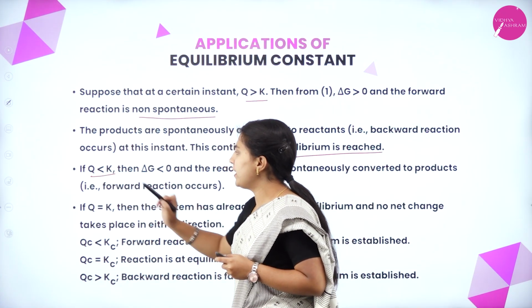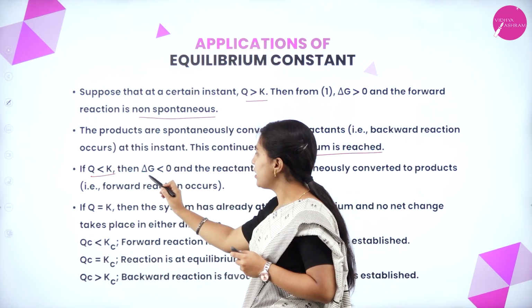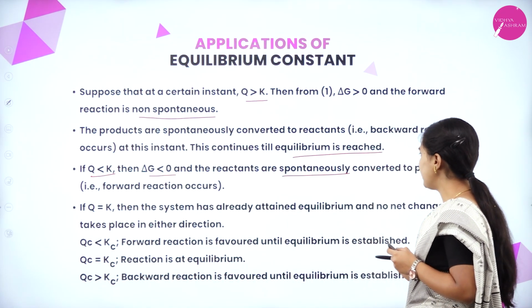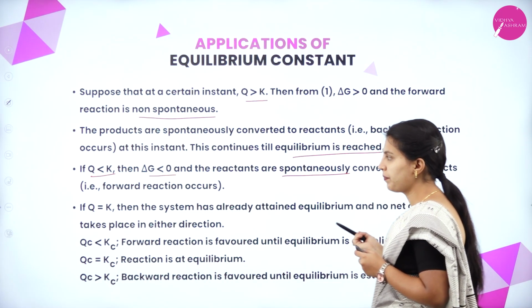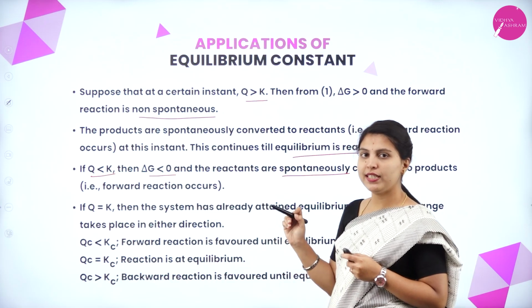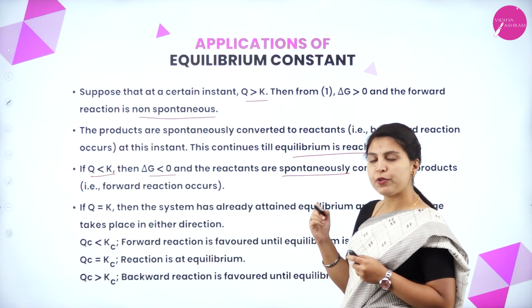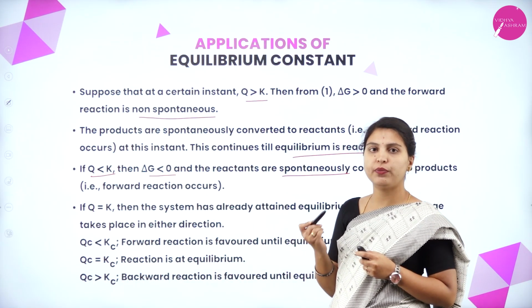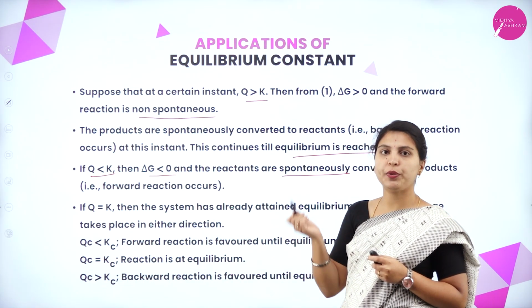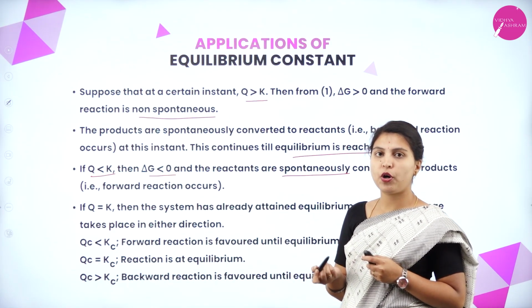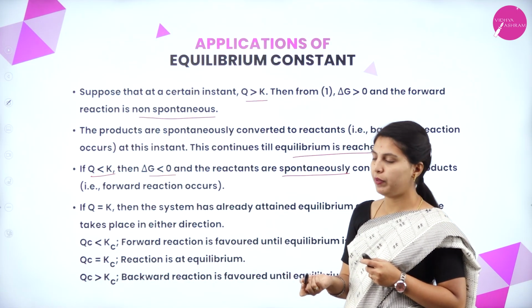If Q is lesser than K, then delta G is also less than 0 and the reactants are spontaneously converted to products, that is, in the forward reaction only. If Q is lesser than K, it will proceed spontaneously. If Q is greater than K, it will not proceed spontaneously. It has to be converted into the backward reaction to form the reactants and to reach equilibrium.